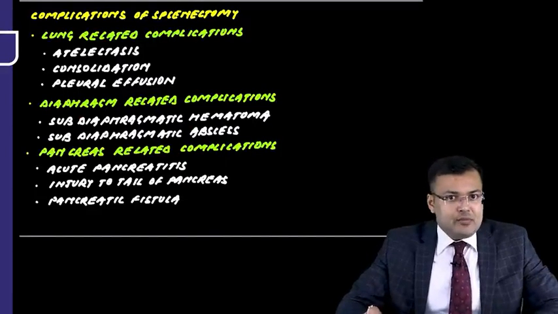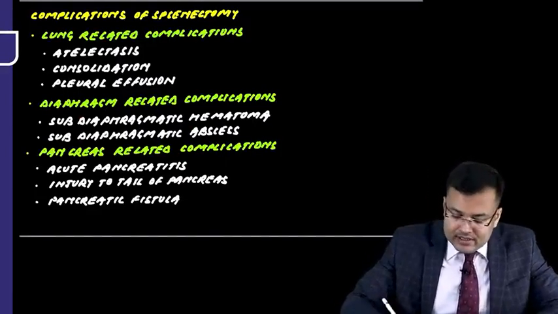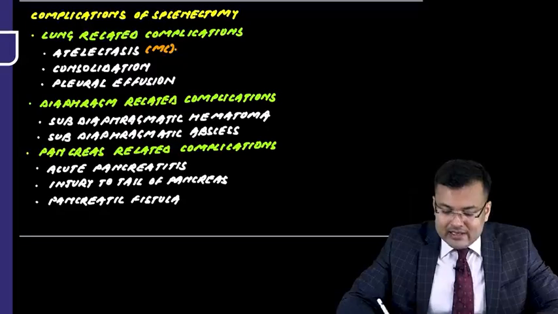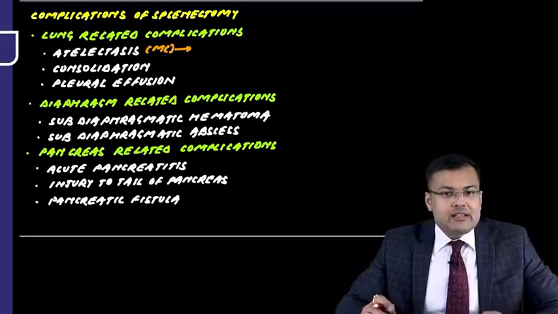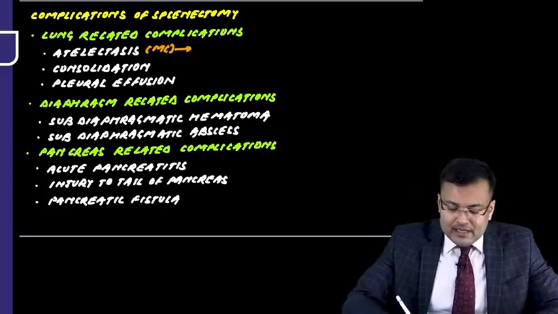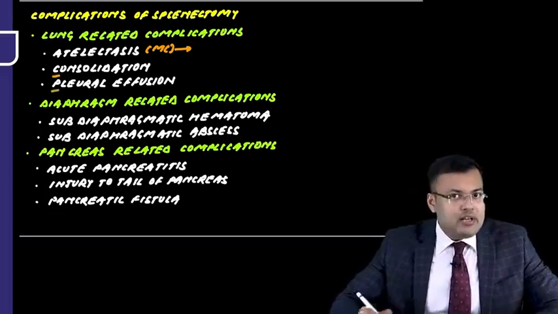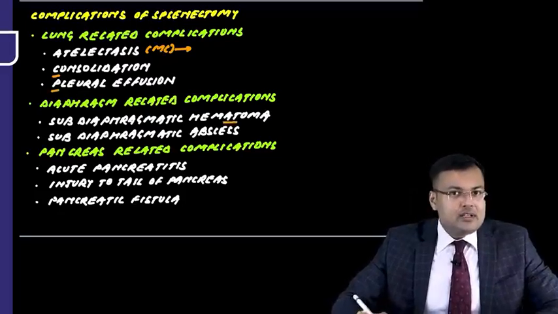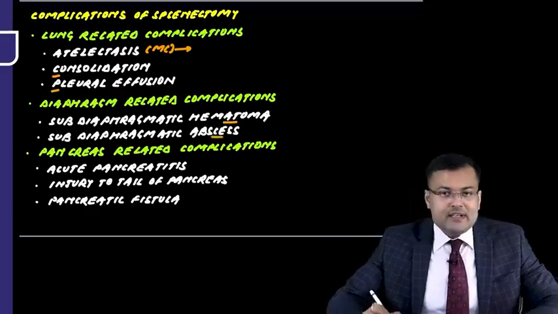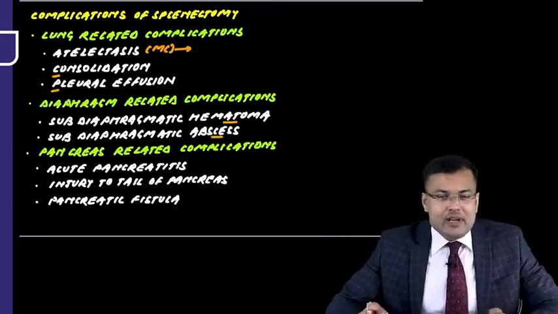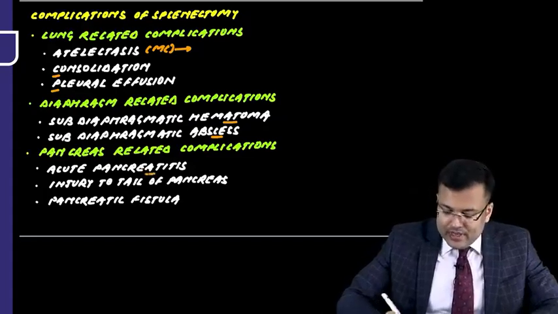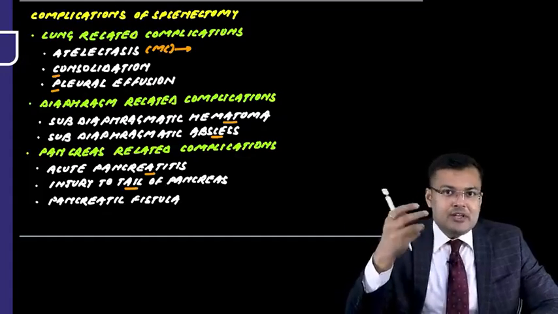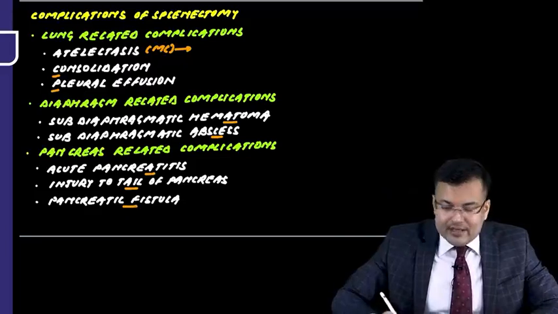The complications of splenectomy. First, the lung-related complications. We discussed the most common complication overall, that is atelectasis. Atelectasis causes fever up to 48 hours, and this is a non-infectious cause of fever. Apart from that, it can lead to consolidation and reactive pleural effusion. Now, diaphragm-related complications: there can be a collection of blood, subdiaphragmatic hematoma, and whenever it is infected, it leads to subdiaphragmatic abscess. Now, pancreas-related complications: acute pancreatitis, injury to the tail of the pancreas, and whenever the duct is injured, some patients have pancreatic fistula.